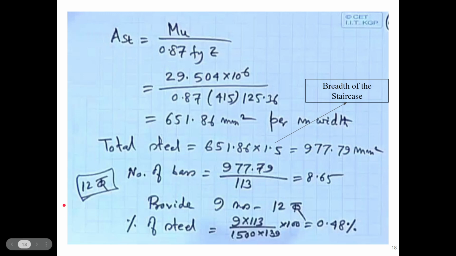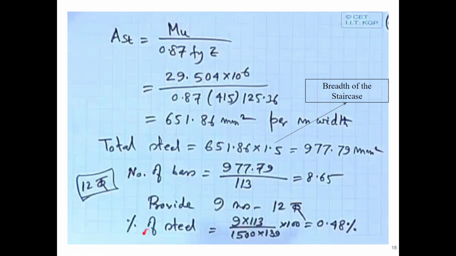Now the number of bars that will be required. Taking the rebar diameter as 12 millimeter, the number of bars will be 977.79 by 113, which is the area of one bar. That comes out to be 8.65. So that means we need 9 numbers of 12 diameter bars.